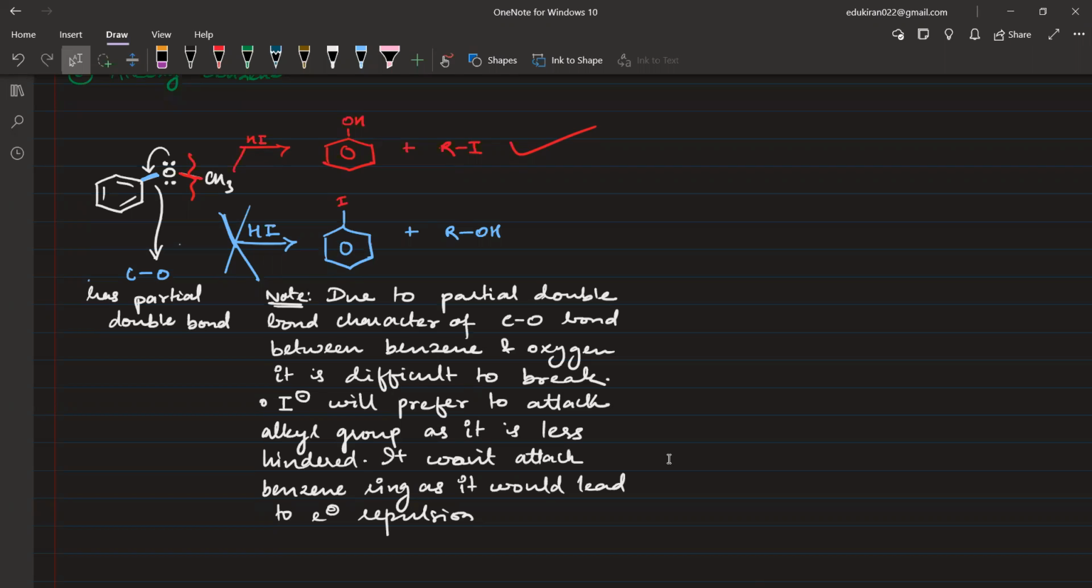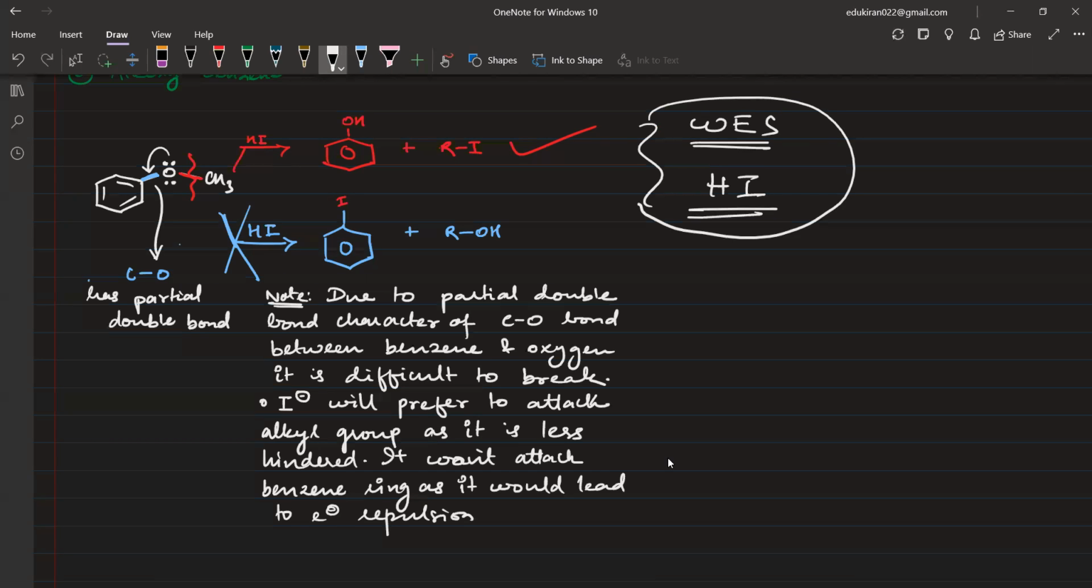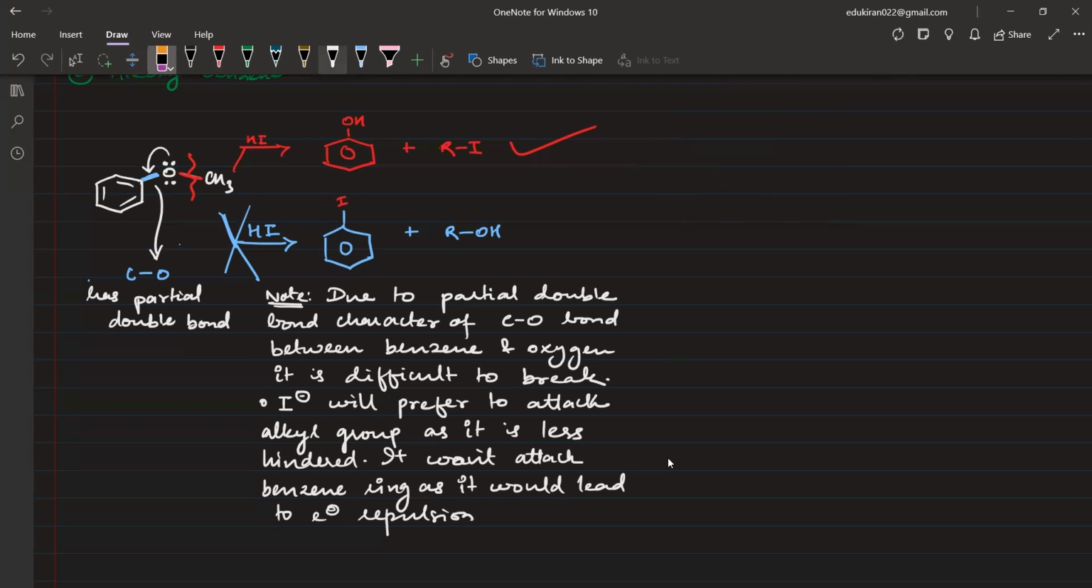Please read two topics whenever you have a test on ethers. You have to remember to learn and read WES, Williamson ether synthesis, and the reaction with HI. Even if you have done one round of revision, revise these two topics again, because these are the most famous topics and CBSE's favorite topics for asking questions. Most of the questions have been asked from these topics only.